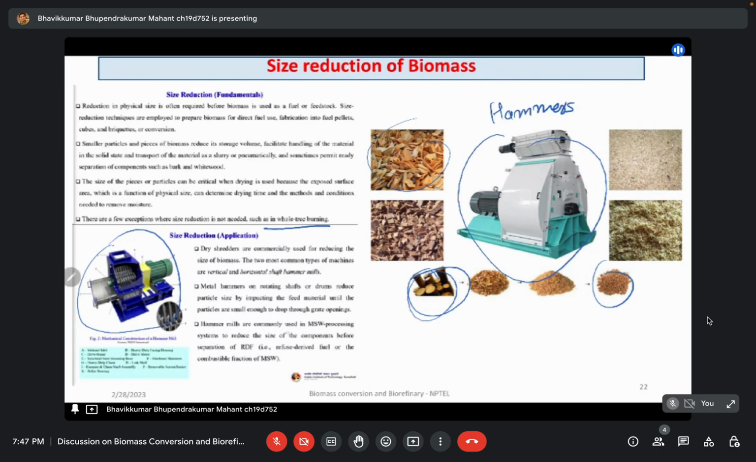Commonly it is used for municipal sewage waste, where we are reducing it before the separation of RDF. When we use municipal sewage waste, you will get refuse derived fuels, which we'll see in future slides. If you remove some compounds that can directly be used, after some treatment, as a fuel, it is known as refuse derived fuel, RDF.